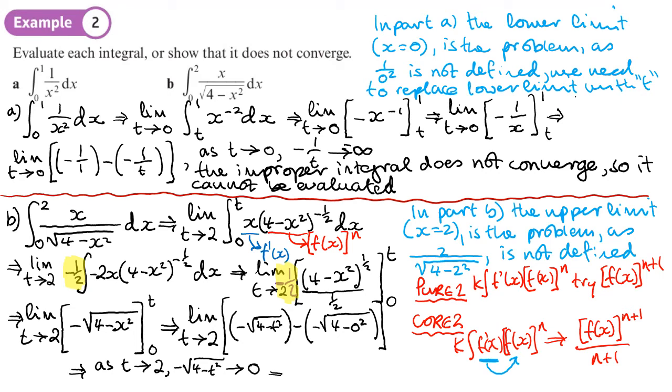So our whole integral will become 0 minus negative square root 4. So this bit just becomes 4, and basically these negatives become a plus, so square root 4 just becomes 2. So this integral can be evaluated and it becomes 2. So let's just highlight that. That will be our final answer for that one.